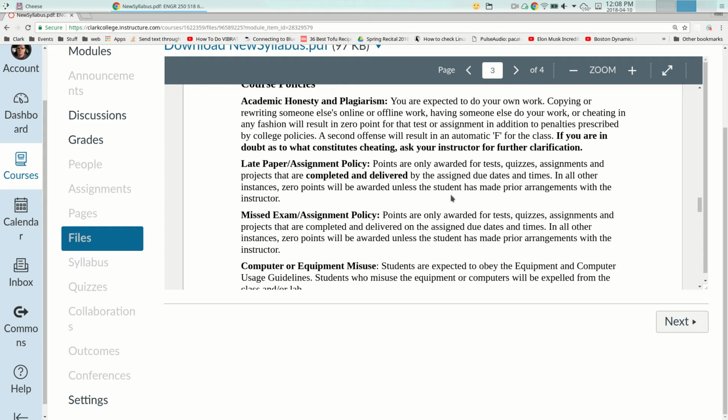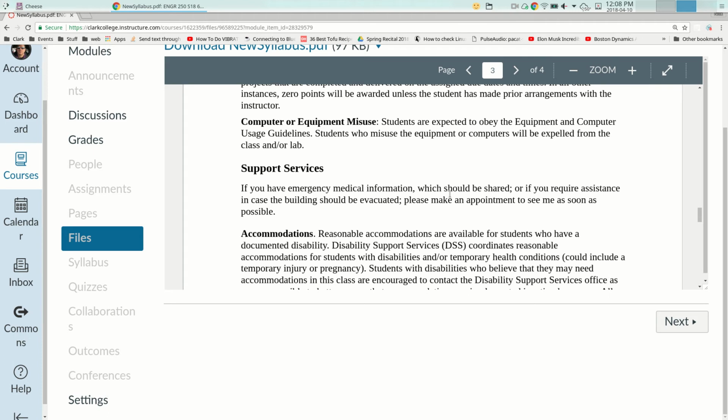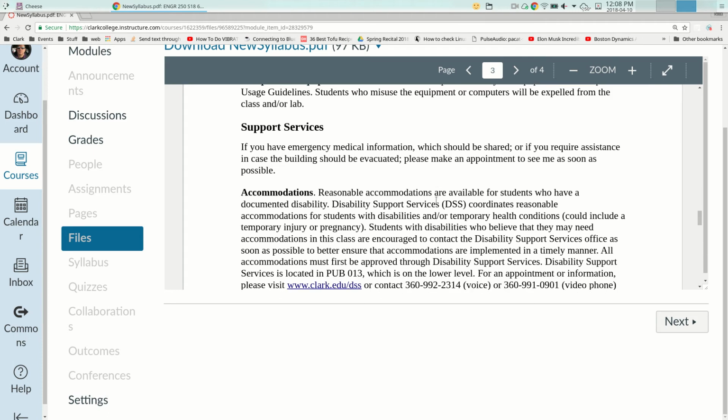Late papers and assignments, I'm not going to take any late work except for labs. We'll talk about that in a minute. There'll be a penalty for late labs, but you have to do all the labs to pass the course. But everything else has to be done by the deadline. Don't hack the computers too badly. That's the misuse policy.